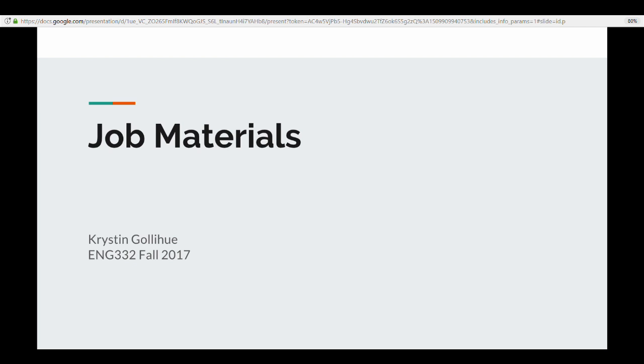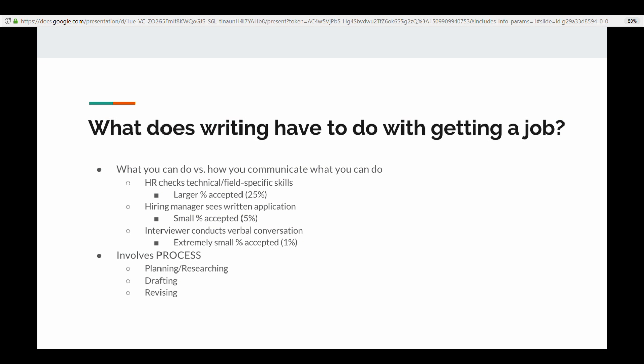I'm also going to be talking about the specific materials and what you want to include, what their purposes are, what their rhetorical situations are, and all of that. And then we're going to end actually talking about what I'm calling unofficial materials. So the things that you need to keep in mind when you're applying for jobs, but aren't necessarily explicitly asked for in the materials. So what does writing have to do with getting a job?